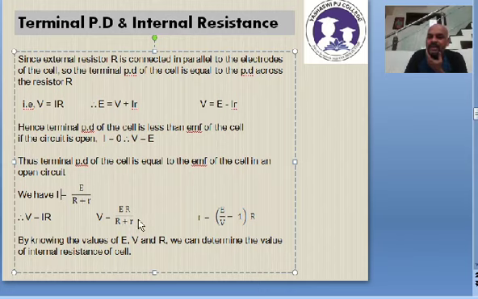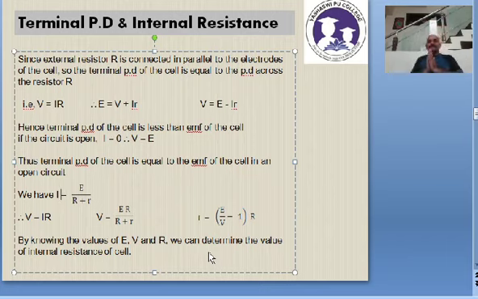And rearranging this equation, you will get small r is equal to (E by V minus 1) into capital R. Therefore, by knowing the EMF of the cell, external resistance and terminal PD, we can find the internal resistance of the cell. If it is a new cell, then the internal resistance will be less. After a long use, the internal resistance of the cell will increase.